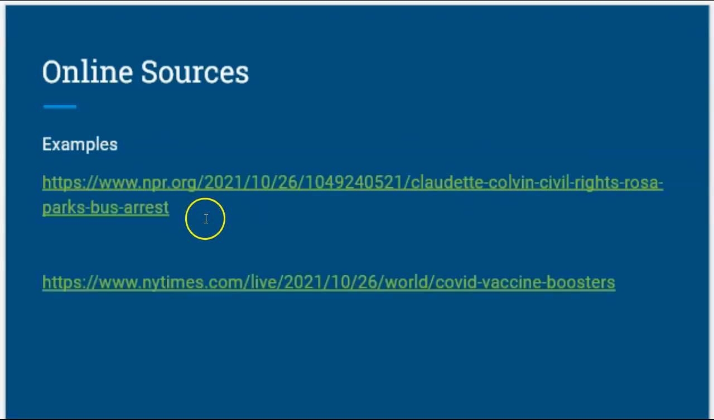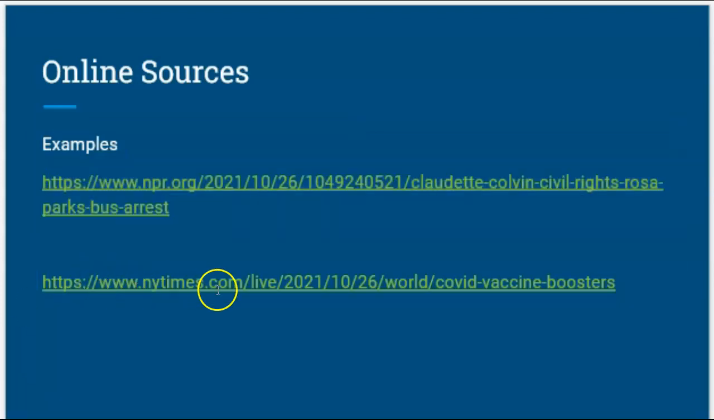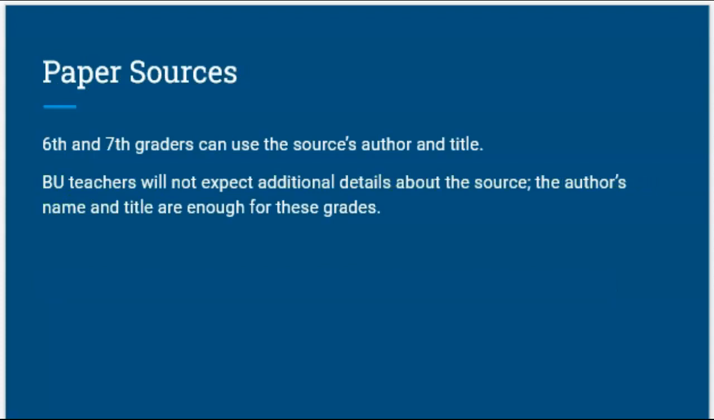You'll see here that I have this article from NPR. And this here, that is the URL. That is the address. And you'll see that we have another one here from the New York Times. Again, this is the URL. So a student could submit this as enough evidence for the source that they used. All right, so that's online sources. Let's take a look at paper sources.